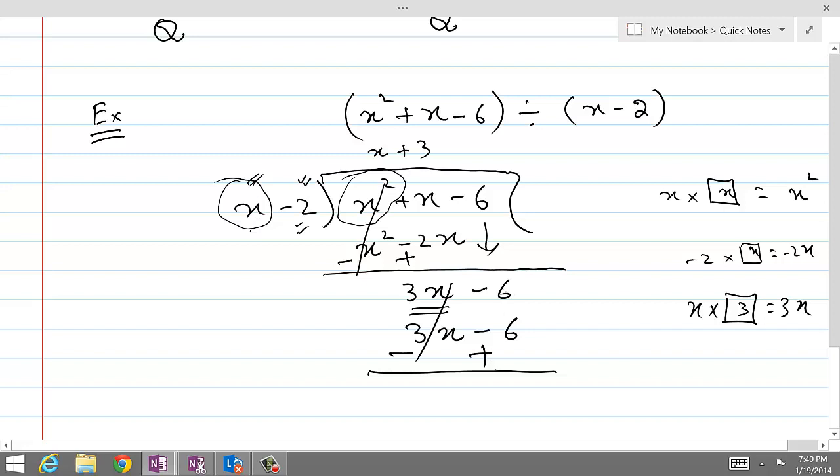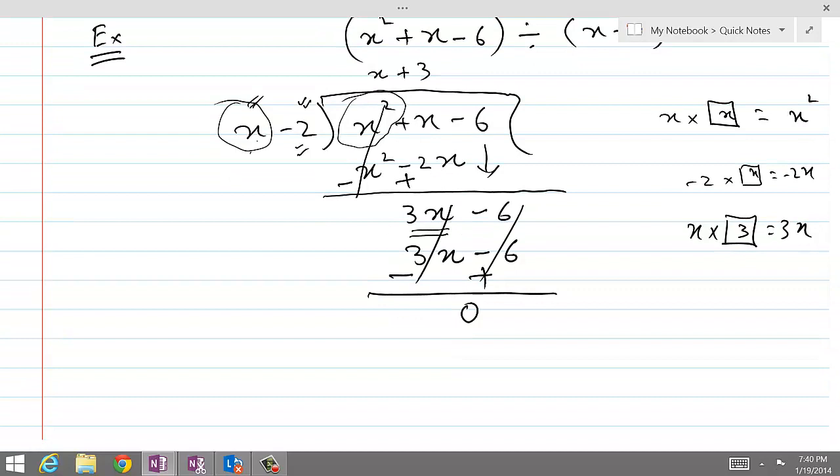Minus 6 cancels out with plus 6. So this gives us the remainder 0. This tells us that x squared plus x minus 6 can be completely or evenly divided by x minus 2.